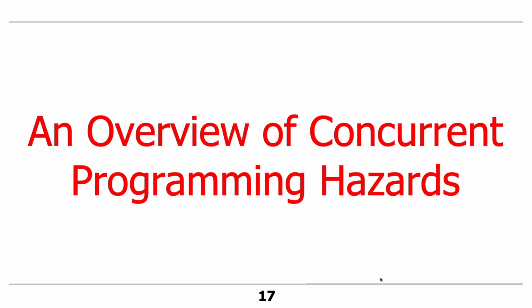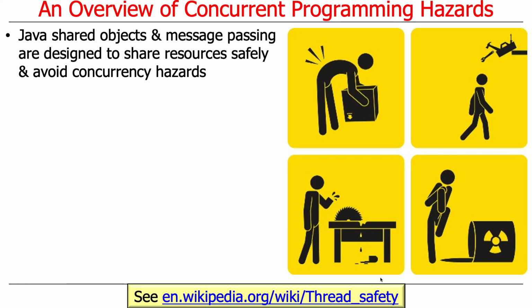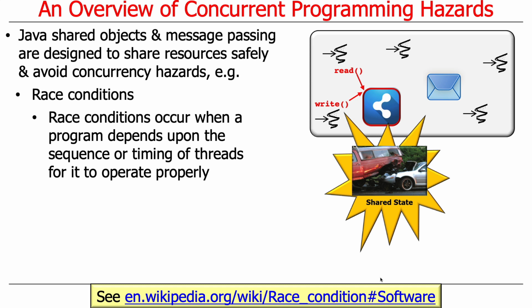And why are we not going to talk about them? Because one of the problems with using this style of programming is you end up with so-called concurrent programming hazards. And so what you have here is a situation where sharing of shared mutable state gets you into trouble and can cause all kinds of problems with your code. Here are the most common problems. One is called race conditions, and race conditions can occur when a program's correctness or a proper operation depends on the sequence or the timing of threads for it to operate properly.